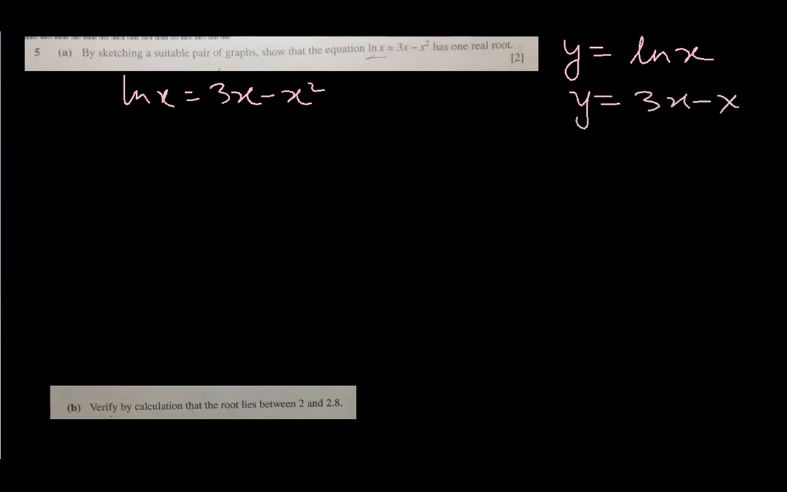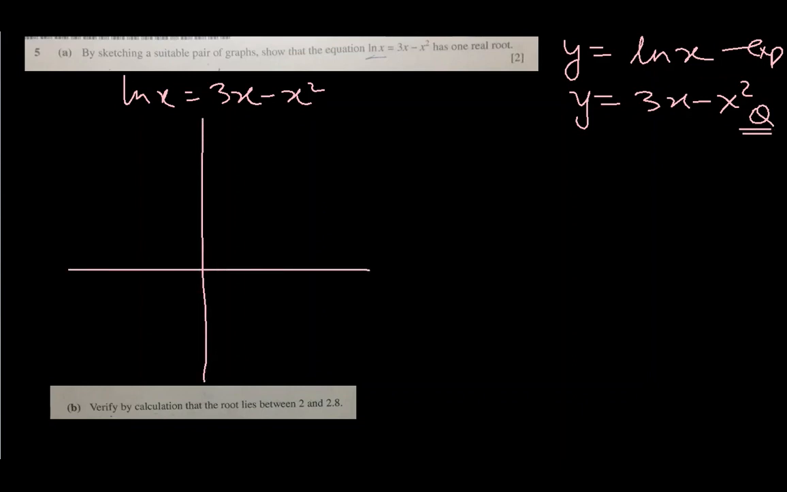Question number 5. By sketching a suitable pair of graphs, show that equation ln x equal to 3x minus x squared has one real root. Okay, in such case, what do we do? We make two equations of functions out of this. One is y equal to ln x, and second will be y equal to 3x minus x squared. This one is logarithmic, this one is quadratic. And then we draw them separately on the same graph.